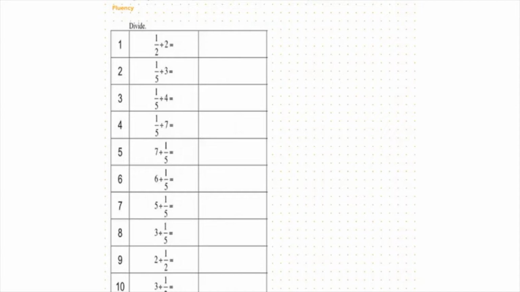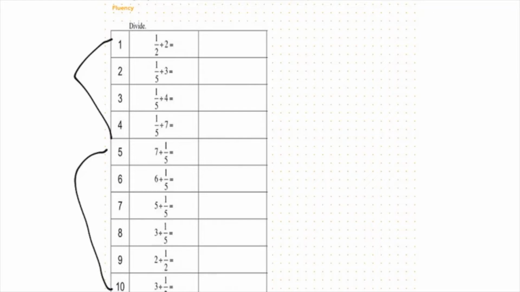Okay, let's get started. This fluency page is giving us the instruction to divide. As you can see, it is separated into two different types of problems. 1 to 4, you are dividing a whole number by a fraction. And from 5 to 10, you're dividing a fraction by a whole number. Okay, so I'm going to give an example for each. I'm going to go through one of each and then leave you to do the remaining ones on your own. So let's get started. We will be using a tape diagram.